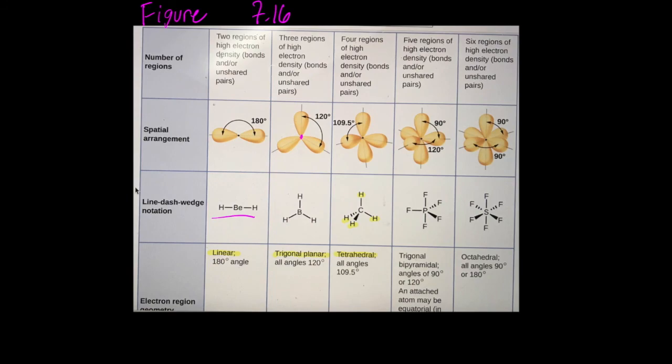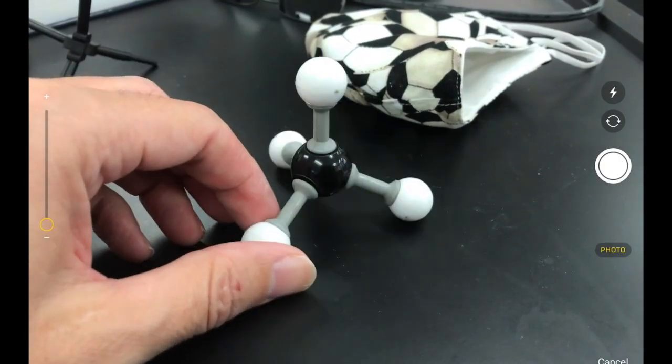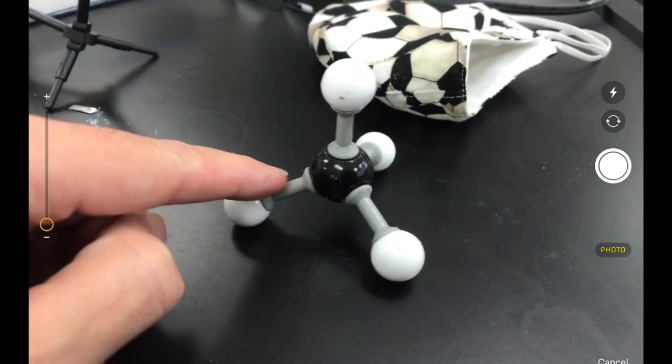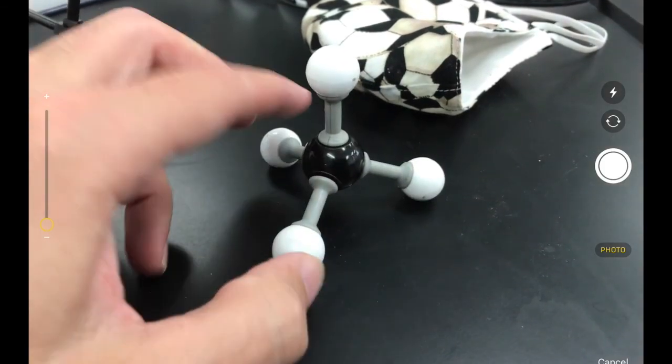If you have a wedge, that means it's coming towards you. Like 3D, put on your 3D goggles and pretend like that's coming towards you. And a dash. So a wedge looks like this. And a dash looks like this. So a dash means it's going behind. Here's methane. The carbon is black and the hydrogens are white. It's a CH4 molecule, and it's not in a plane. Now the angle between any 3 atoms is 109.5 degrees, okay?